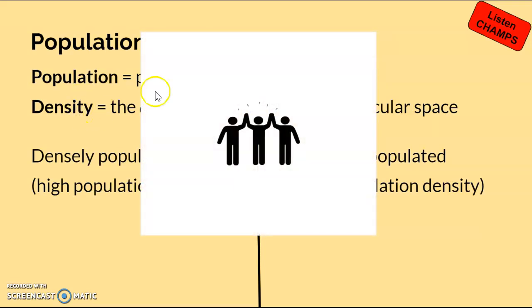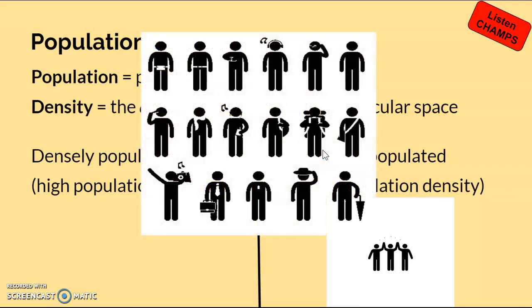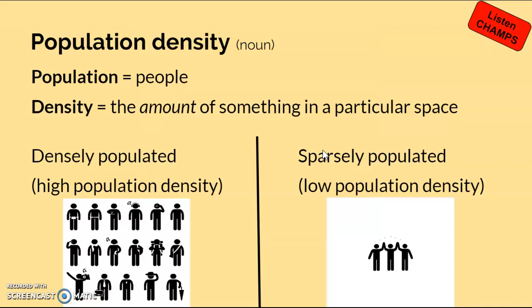If our certain amount of space is this white box, here we have 3 people per box, which is plenty of room there for more people, and so that's a pretty sparsely populated area. It's a low population density. On the other hand, in that same size box, if we have many people, and it's quite full in this case, then that would be a high population density.